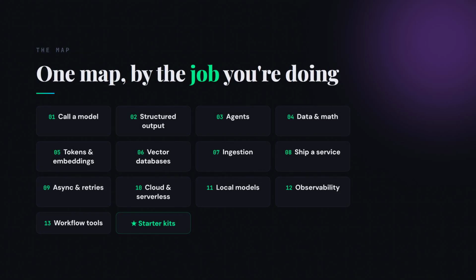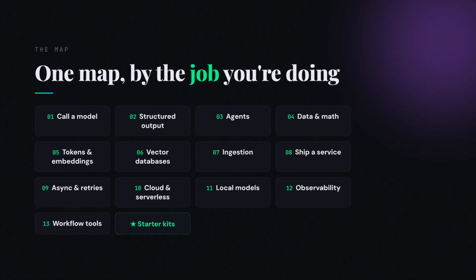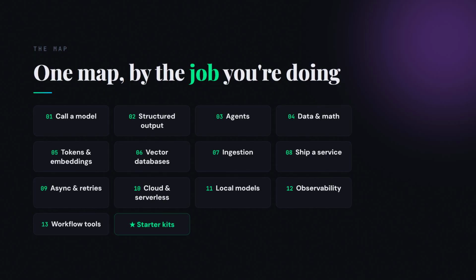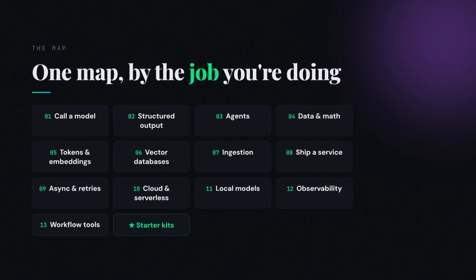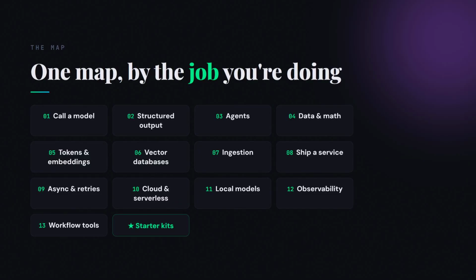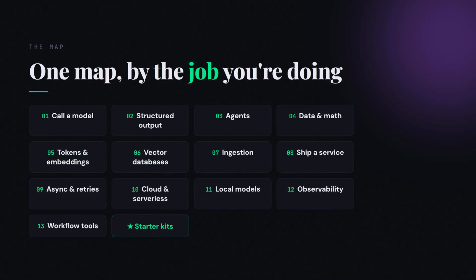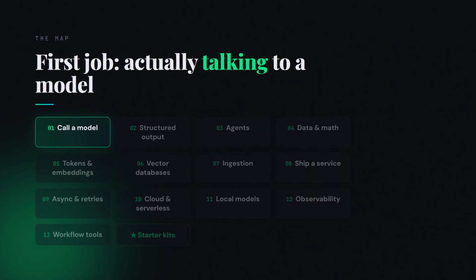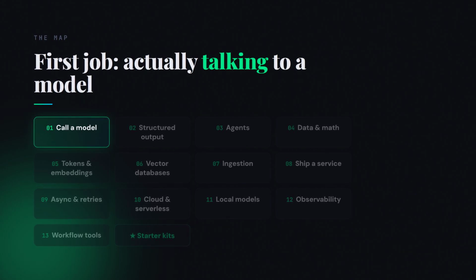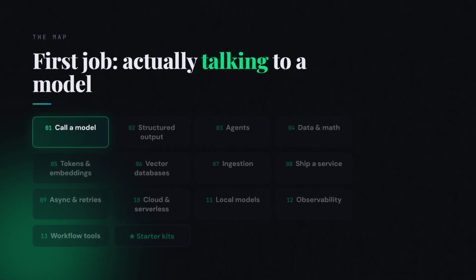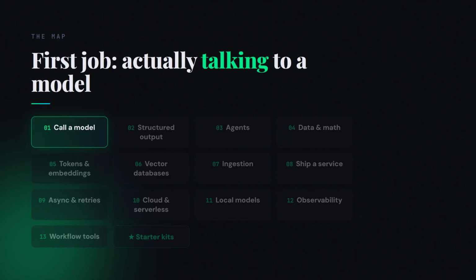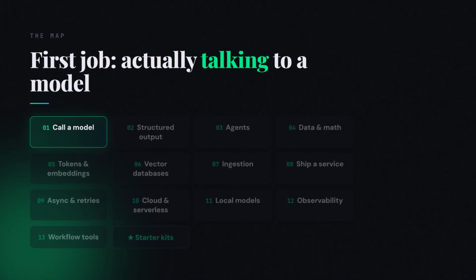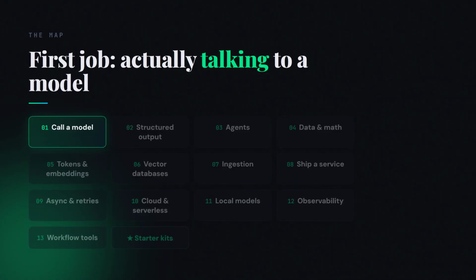So think of this video as a map. We'll walk through the Python libraries that actually matter for AI engineering, grouped by the job you're trying to do. And for each one, I'll tell you in one line why it won. By the end, you'll open any AI tutorial, read its imports, and know exactly what every line is there for. These are the tools you'll see over and over. But let's start with the most basic job of all, actually talking to a model.